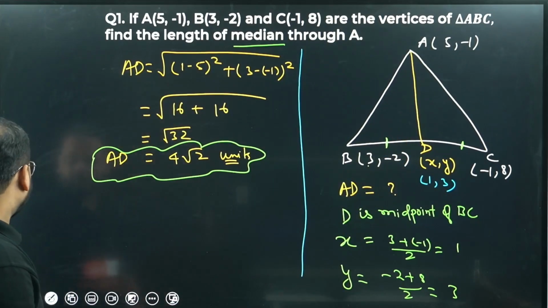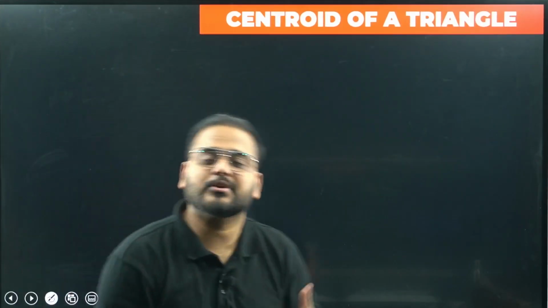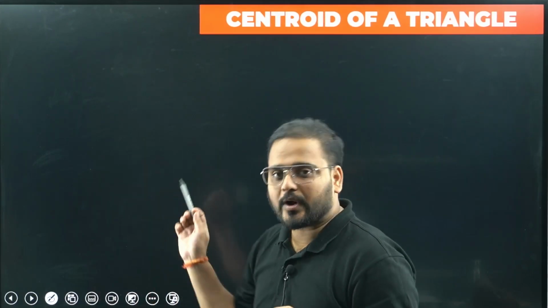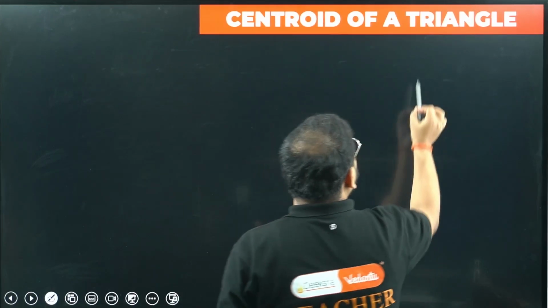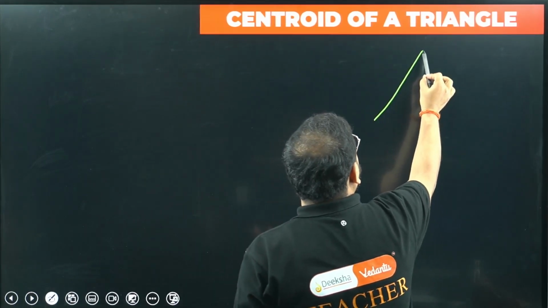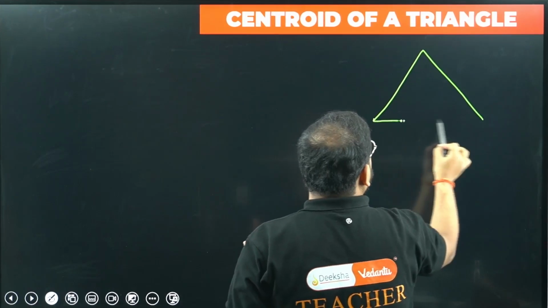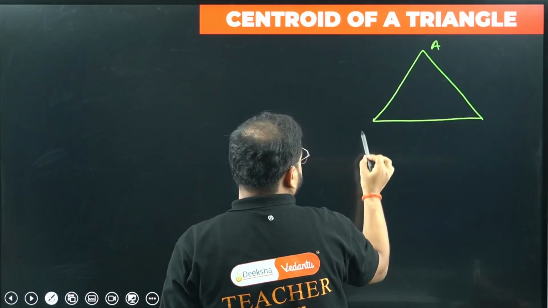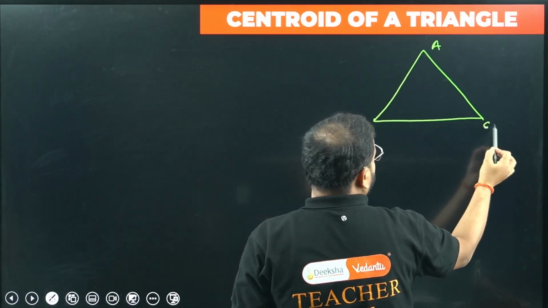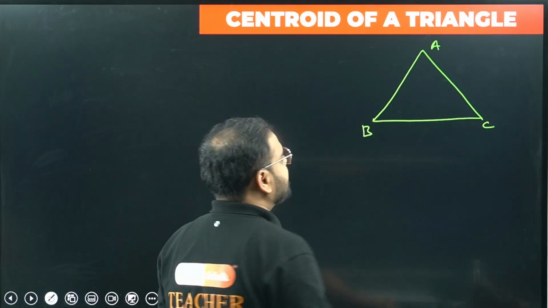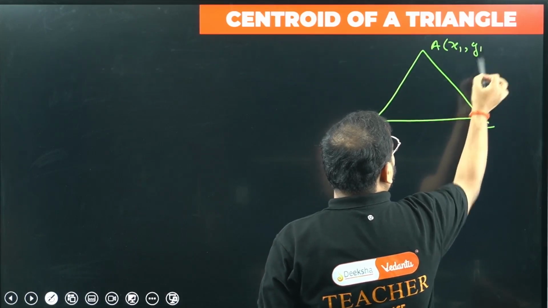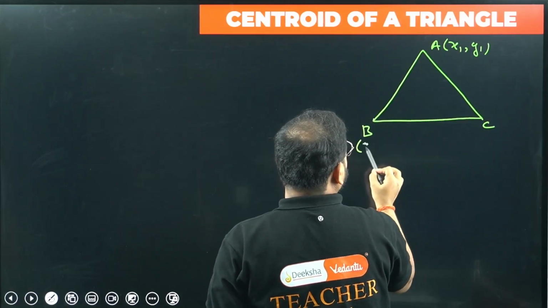Before moving to the next question, one more application of the section formula is there, which is the centroid. If you remember, what is the centroid of a triangle? Do you remember this? You have learnt it? No, sir, we have not learnt it. No problem. Just write it here. A, B, and C. The coordinate of A is x1, y1. The coordinate of B is what, sir?